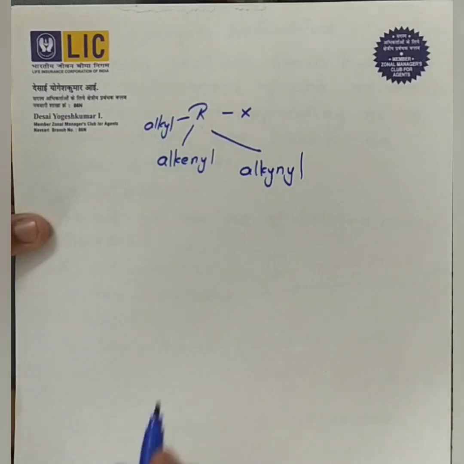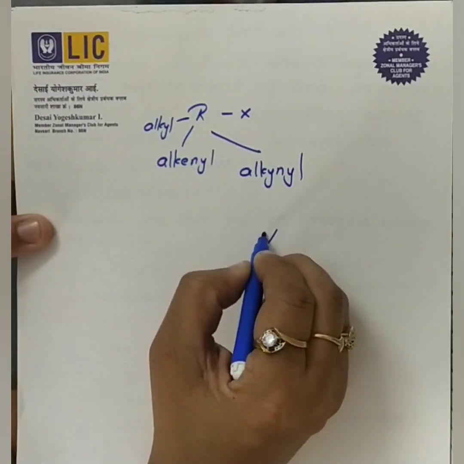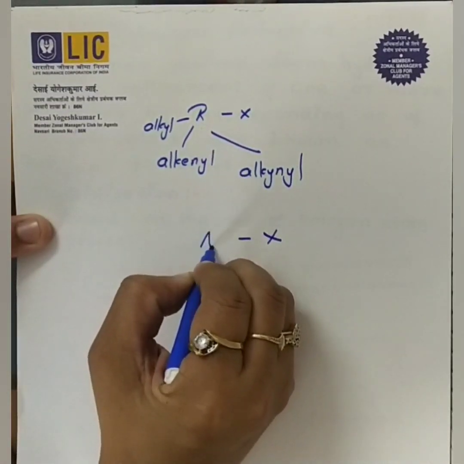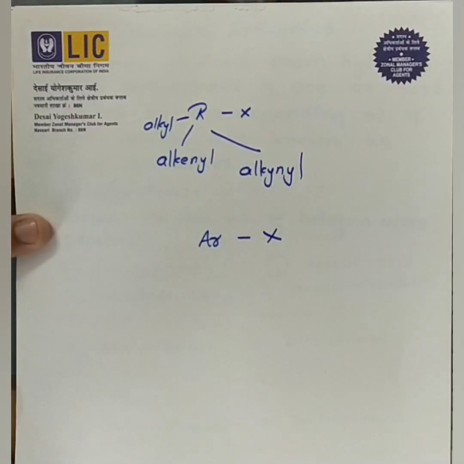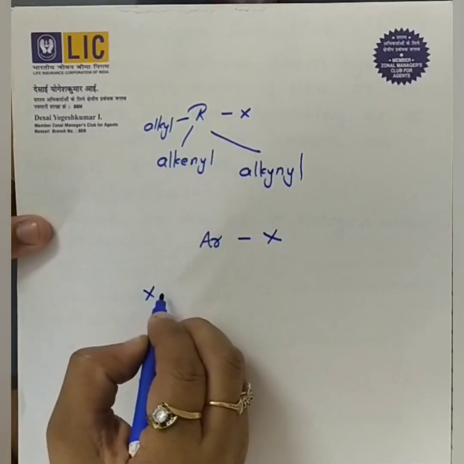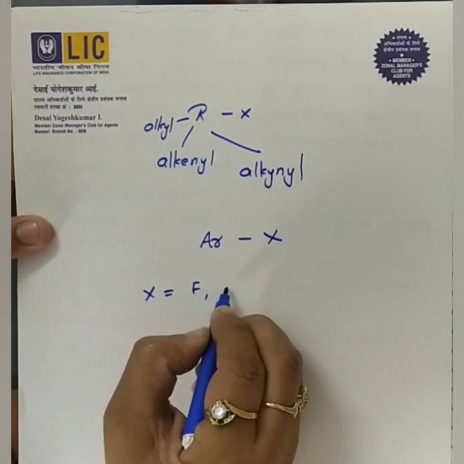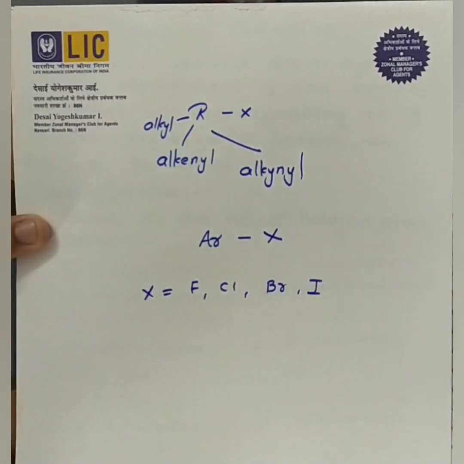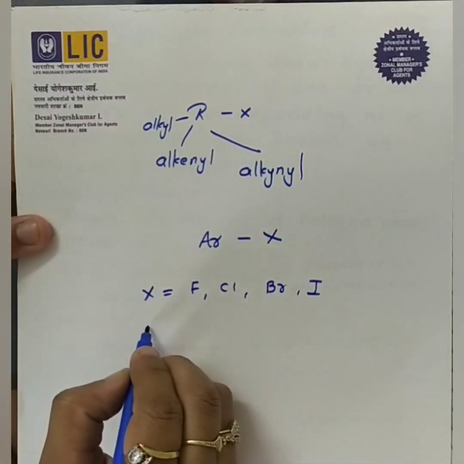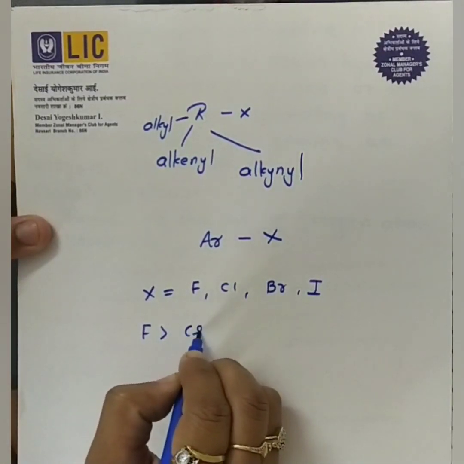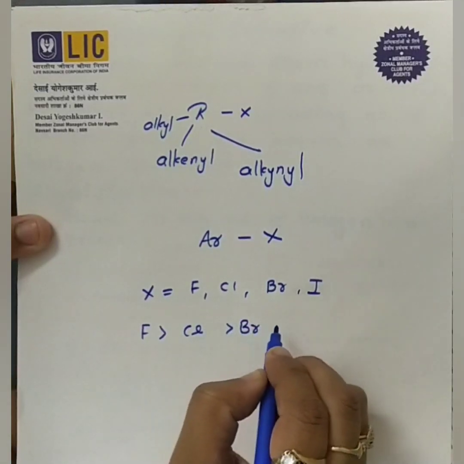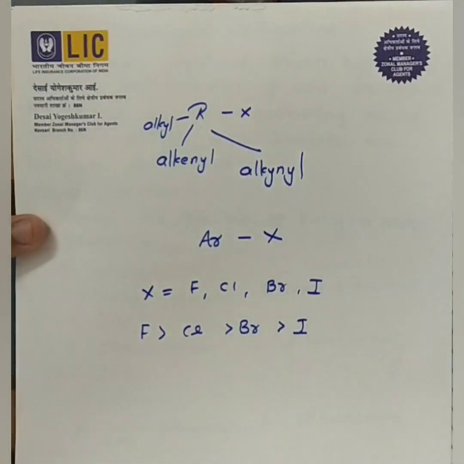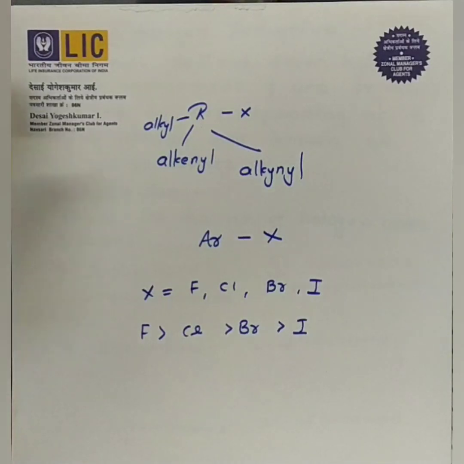Next, in haloarenes, the halogen group is attached with the aryl group. Aryl group means nothing but arenes or aromatic. Halogens are fluorine, chlorine, bromine and iodine. If we talk about the reactivity order of halogens, then fluorine is more reactive than chlorine, chlorine is more reactive than bromine, and bromine is more reactive than iodine. These are the reactivity orders of halogens.